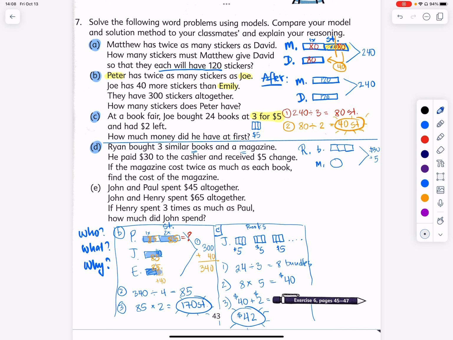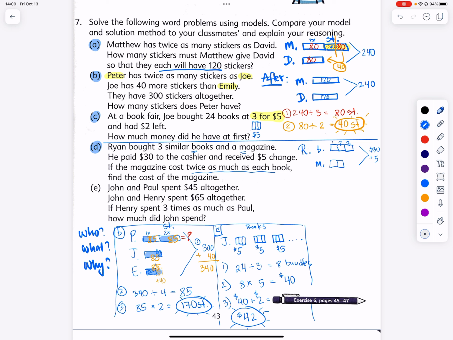If the magazine cost twice as much as each book, my friends, is the magazine the same price as 1 book? No, this is book 1, book 2, book 3. Magazine does not cost the same as the book. Magazine costs twice as much as 1 book. Find the cost of the magazine.